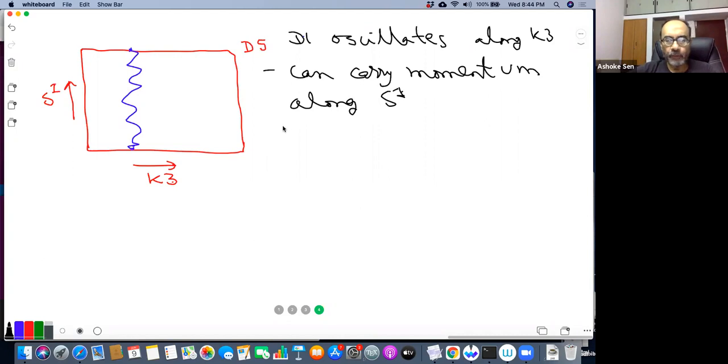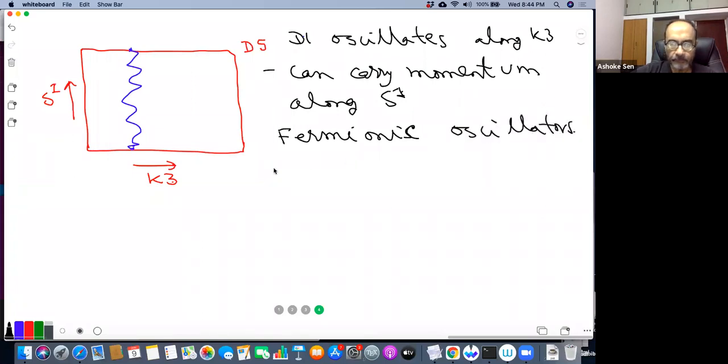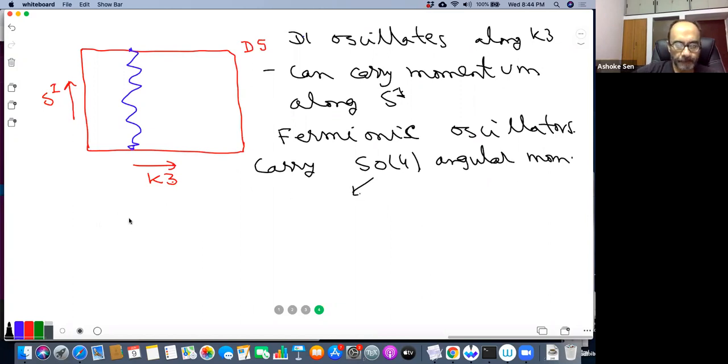There are also fermionic oscillators, because the D1 brane worldvolume has both bosonic and fermionic degrees of freedom. The fermionic oscillators carry spin, angular momentum, and these can contribute to J, S1 tilde momentum.